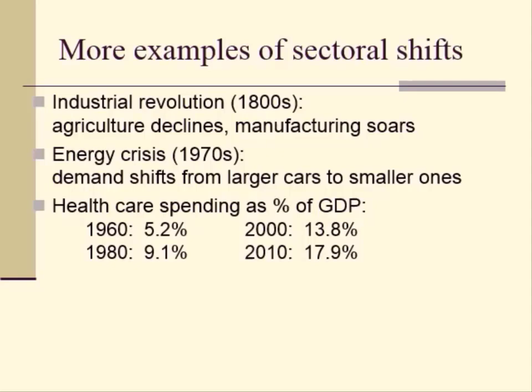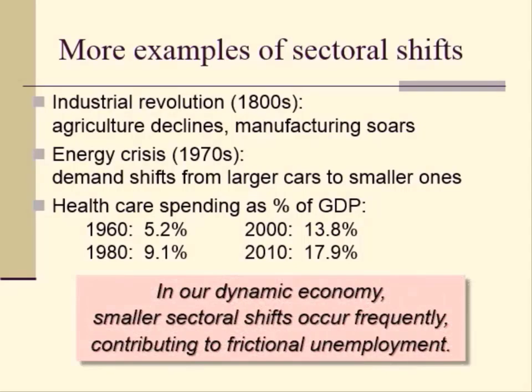Perhaps more important for the natural rate are small changes that occur more frequently. In our dynamic economy, smaller sectoral shifts occur frequently, contributing more to frictional unemployment than the large changes that I listed. Due to what? Preference changes, technological change, and the location of production. These may contribute to frictional unemployment.